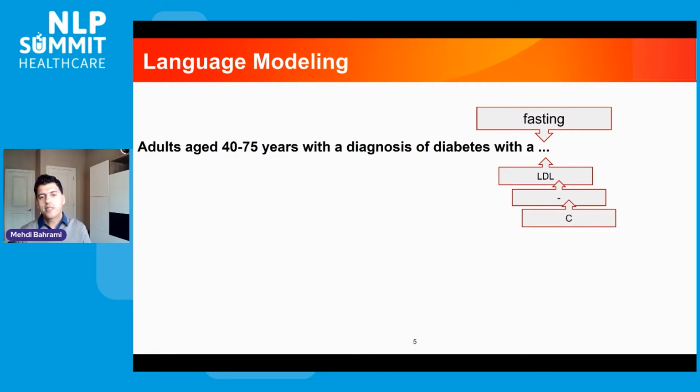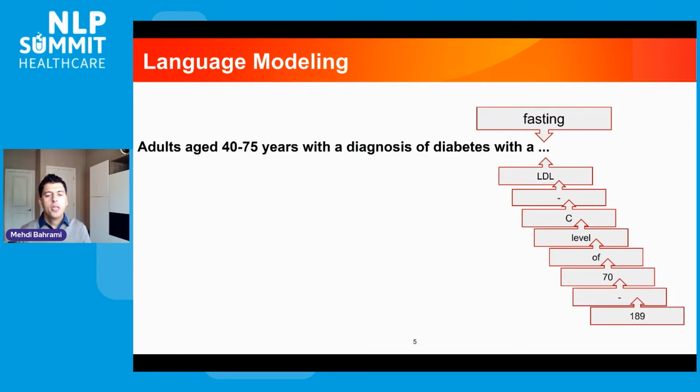In terms of selecting LDL, what would be the next word? It would be LDLC, and then the next one would be level of 17. We could complete this sentence by processing a large number of texts, and statistically we can understand how likely one word is to appear after another word. That's the main target of language modeling.